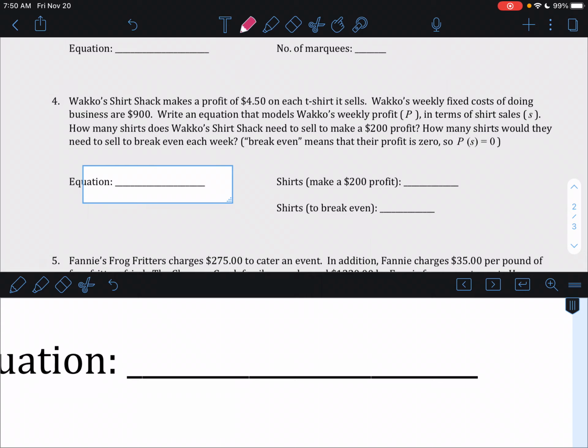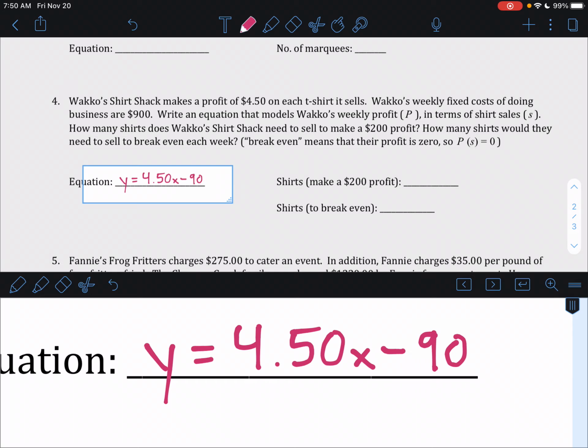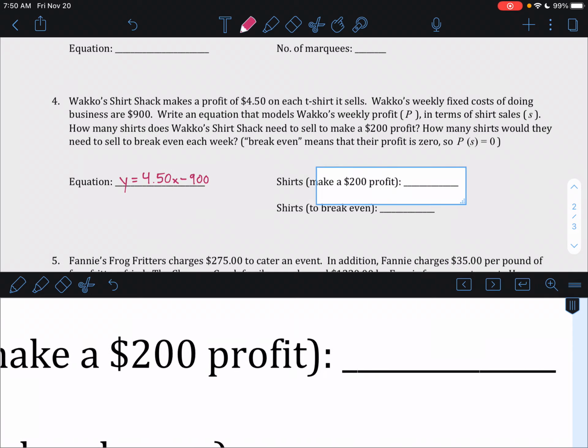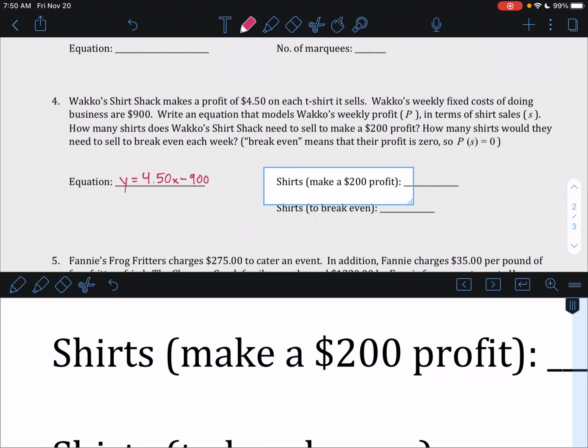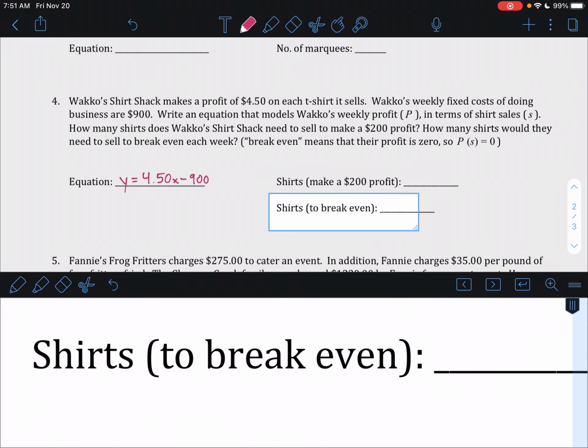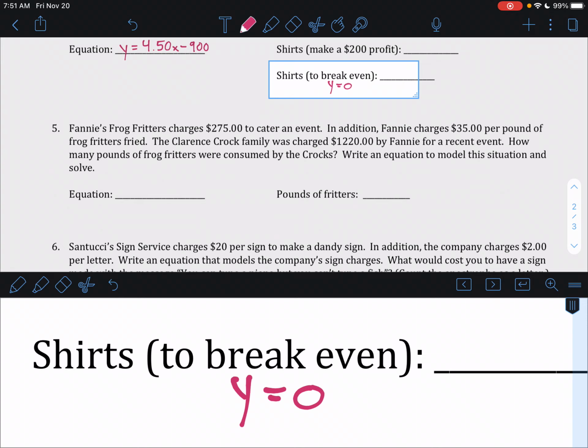So your equation here would be, well, I have to start with Y. So Y equals 450X, because that's how much you're making on each t-shirt, minus 900. And to make a $200 profit, you are going to want to plug in 200 for Y, not X, because X is the number of shirts. Y is the profit. And to break even, that means that Y equals 0. So Y equals 0 on that one.